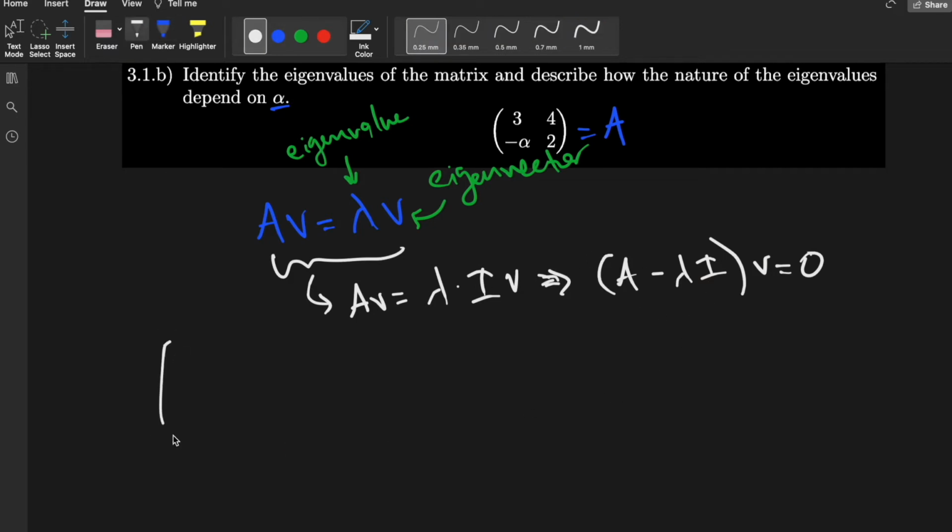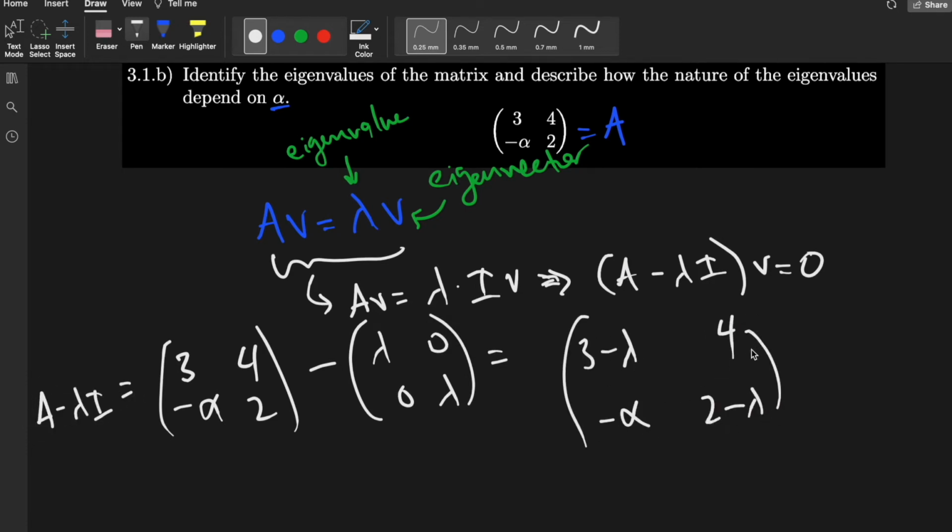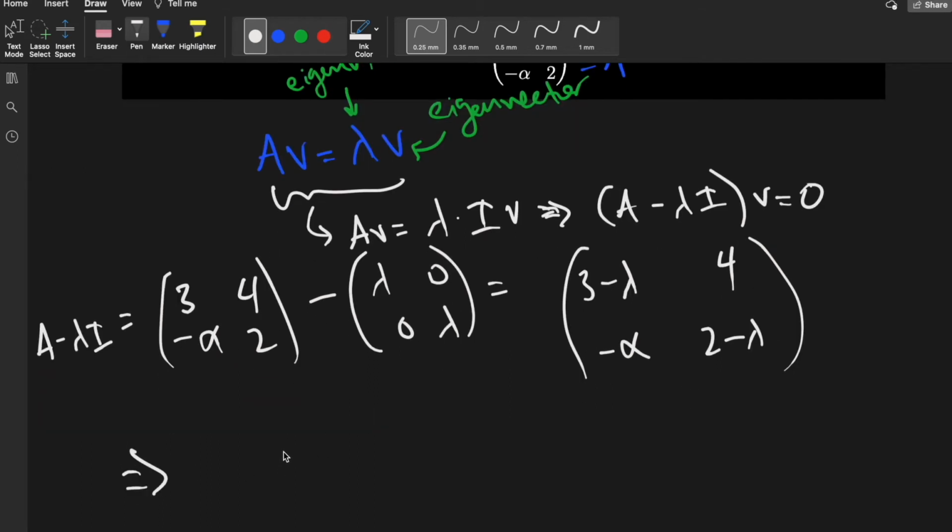So how we can do this is: 3, 4, negative alpha, 2, minus lambda, lambda, 0, 0. So this is our A minus lambda I. Now what we have to do is set the determinant of this to be equal to 0 and solve.